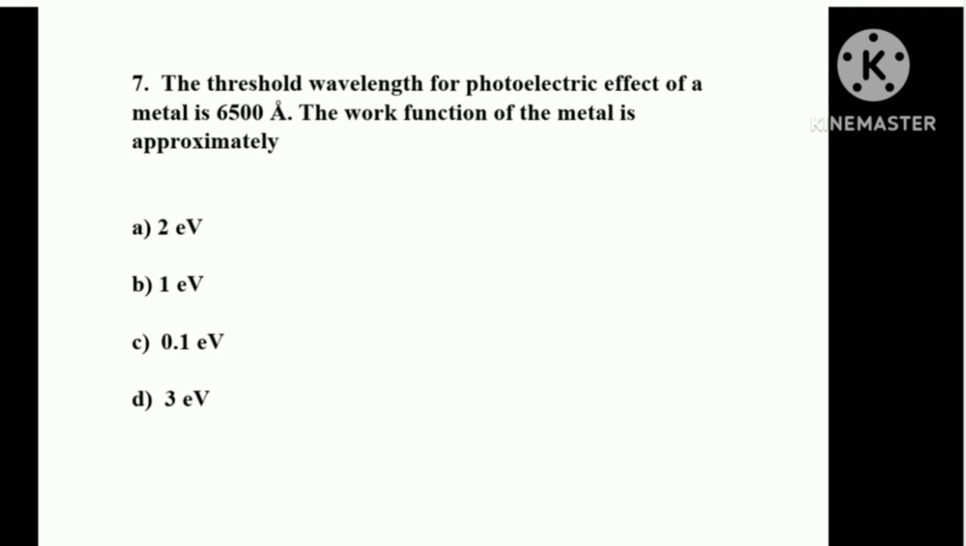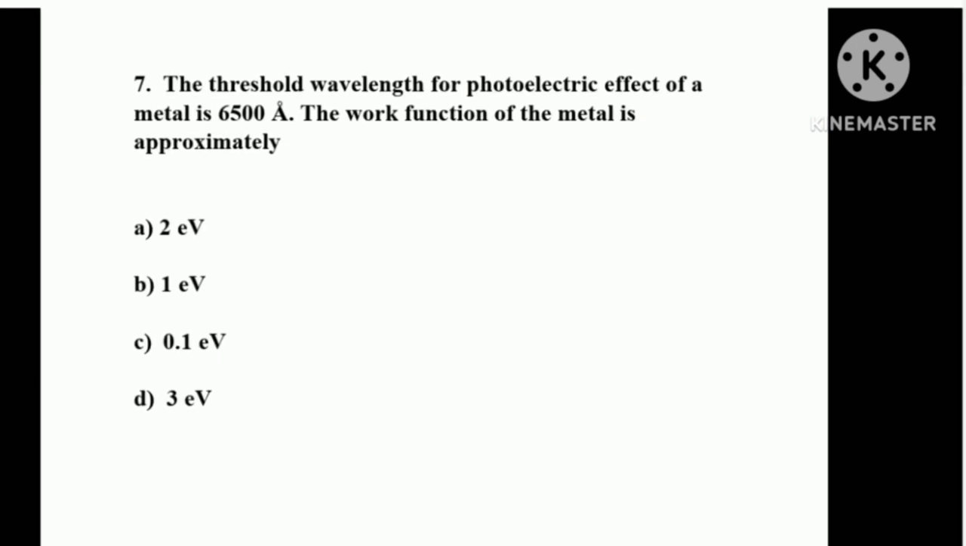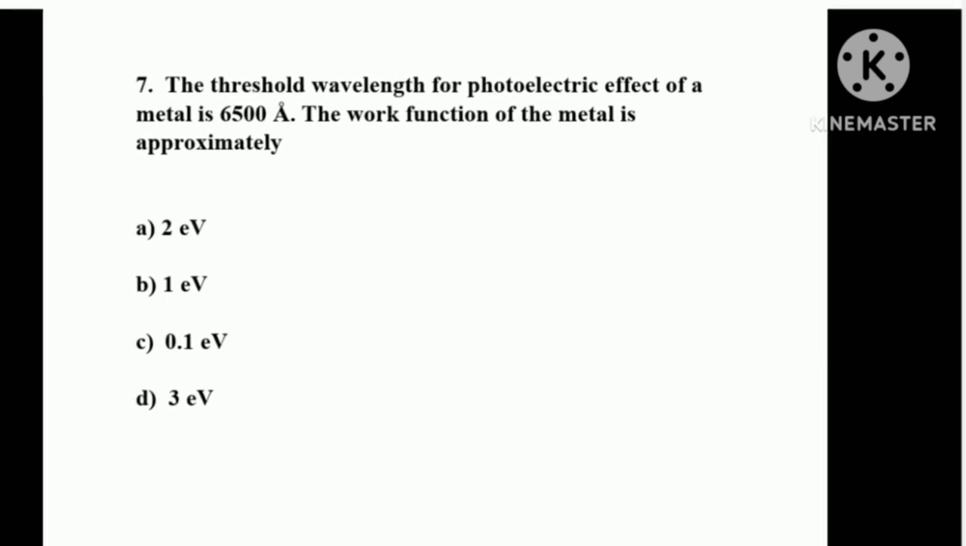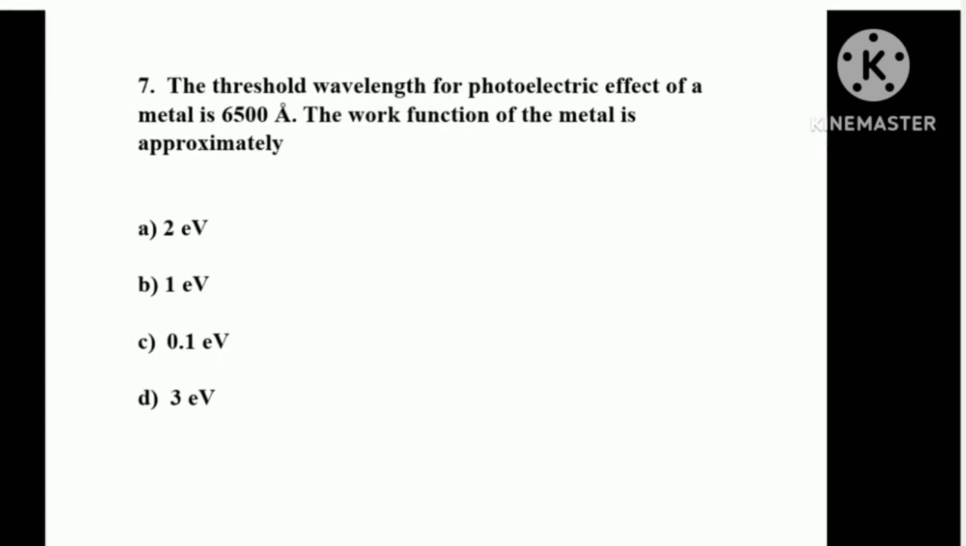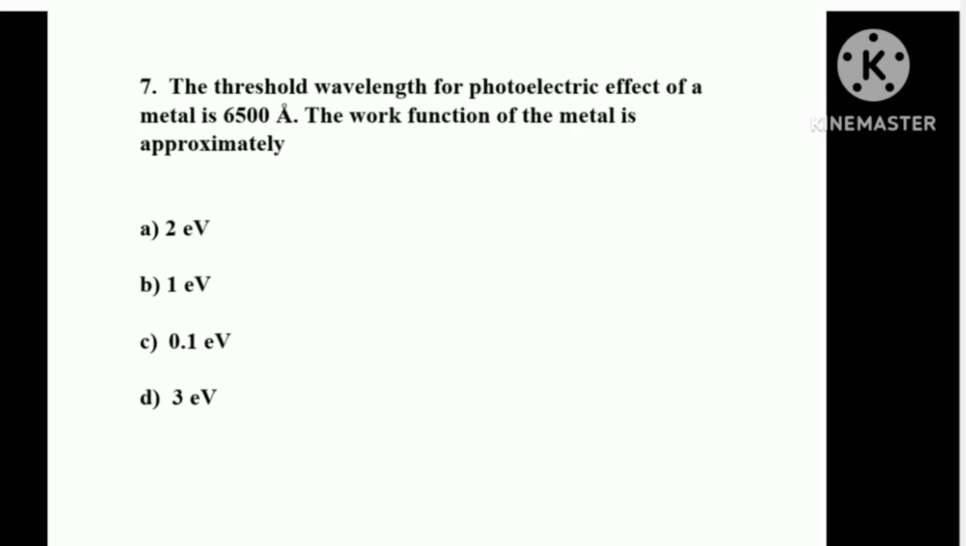Question number 7. The threshold wavelength for photoelectric effect of a metal is 6500 Angstrom unit. The work function of the metal is approximately: option A, 2 electron volt, option B, 1 electron volt, option C, 0.1 electron volt, option D, 3 electron volt.